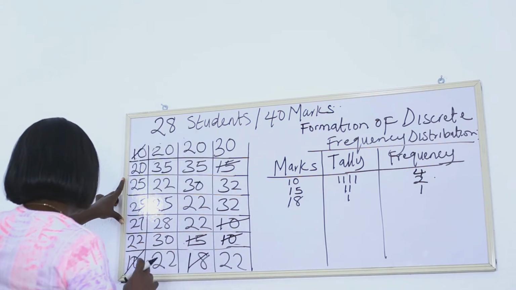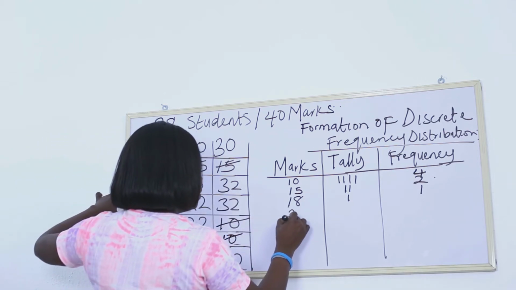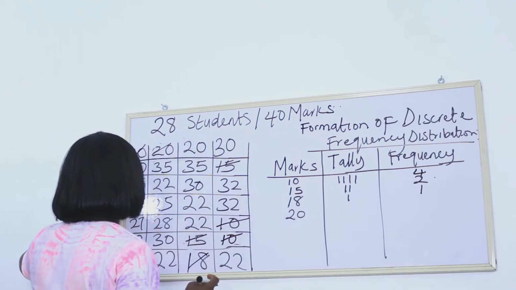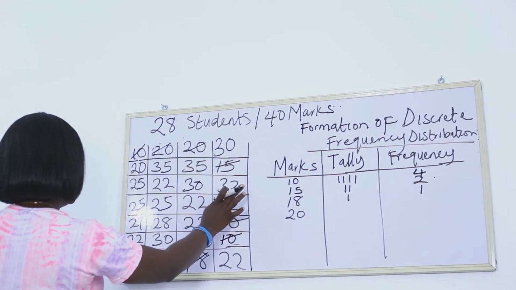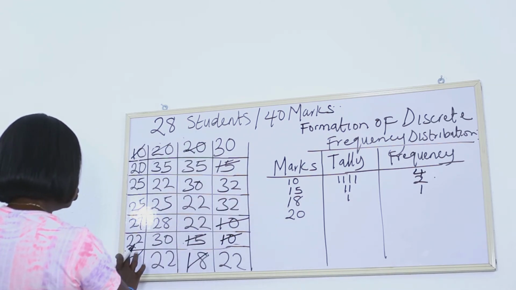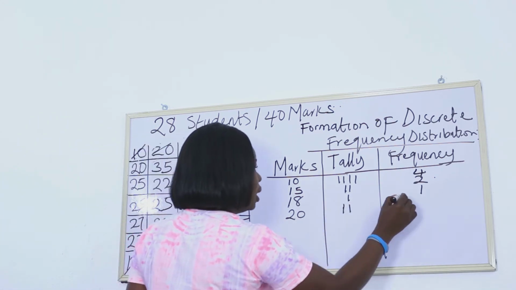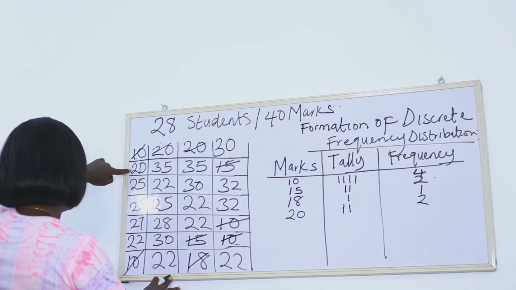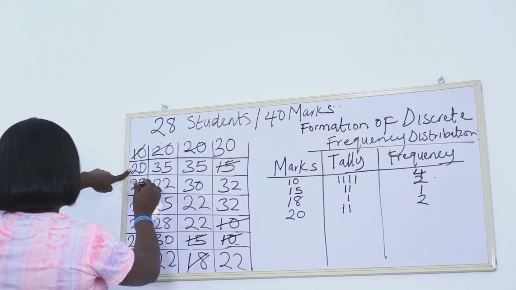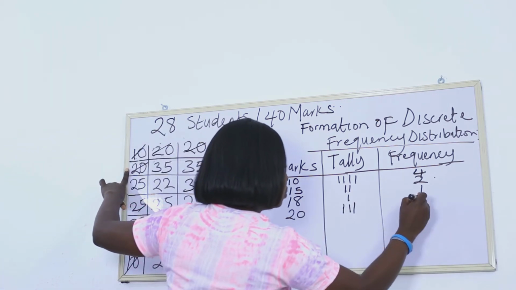Then after 18, the next value I'm seeing is 20. So I'm coming here to write 20. 20 has occurred how many times? 1, 2. 20 has occurred only twice. So I come here and write 1, 2, and put 2. Then, this is another 20 that I didn't mark earlier on. So 20 is 3.